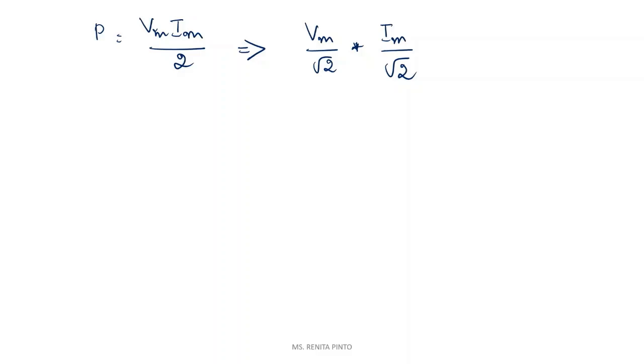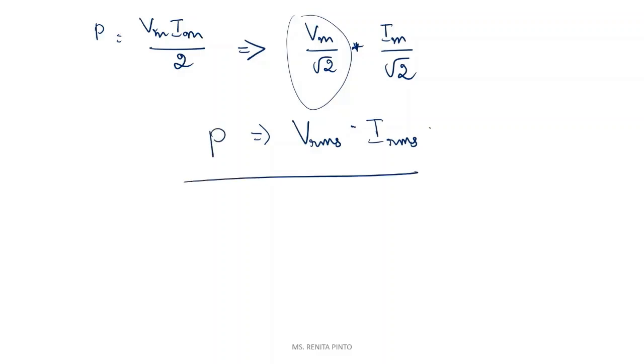Okay. So what is Vm by root 2? Vm by root 2 is nothing but Vrms. Im by root 2 is nothing but Irms, right? Therefore, I can also write it as P is equal to V into I, or Vrms into Irms value. So this is the power equation for pure ohmic resistance.